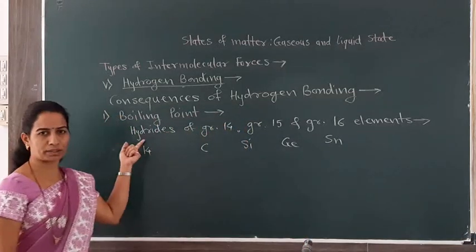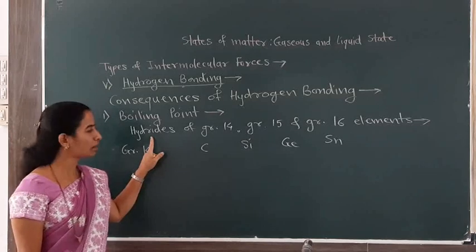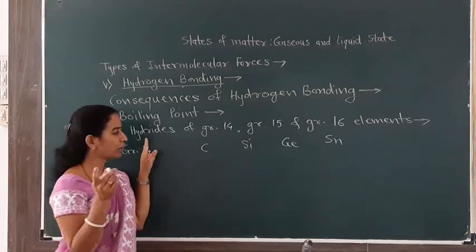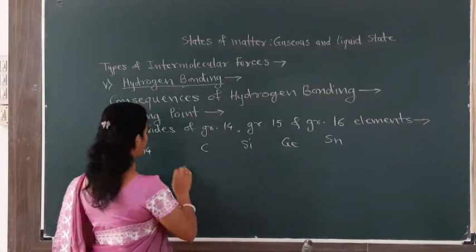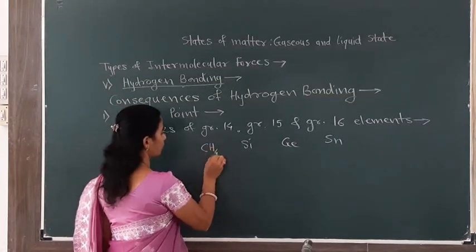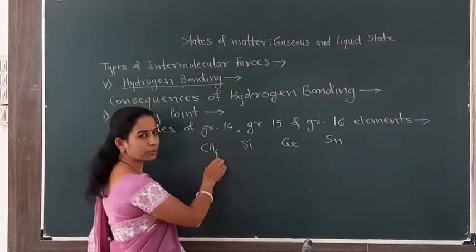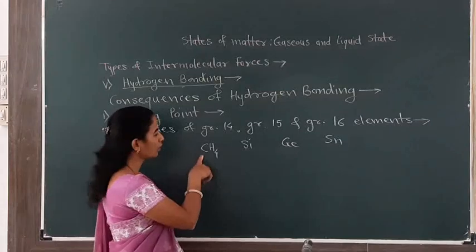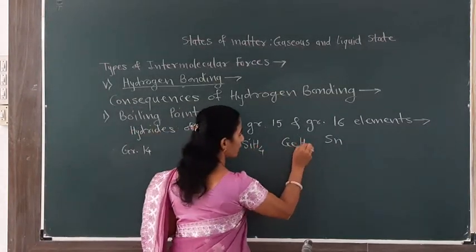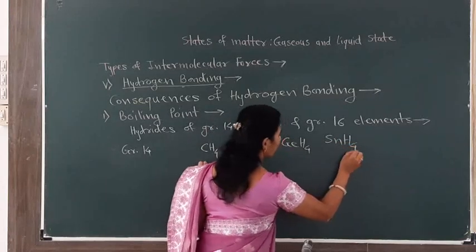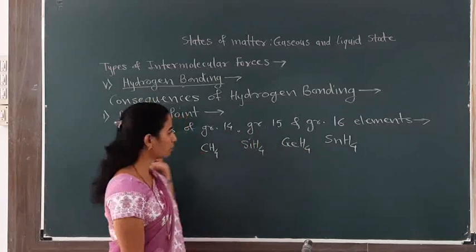Now hydrides means the compounds formed by the combination of these elements with hydrogen. See the hydrides of group 14, that is carbon is forming its hydride CH4, valency of carbon is 4, so it combines with 4 hydrogen atoms. Silicon, germanium and tin are also forming the 4 hydrogen bonds.